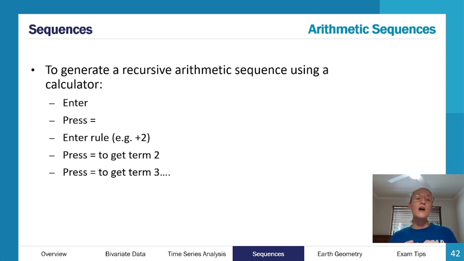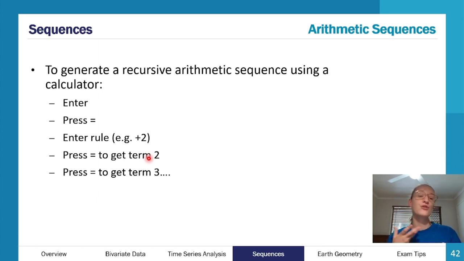Another awesome little calculator trick to keep in mind: to generate a recursive arithmetic sequence using a calculator, you enter your starting point, which could be 5, 10, 27, whatever your starting number is. That's your t1, term 1, your starting point, whatever you want to call it. Then you press equals. Then you enter your rule, which, because it's an arithmetic sequence, will be plus something or minus something. For example, it could be plus 2. And then you press equals.